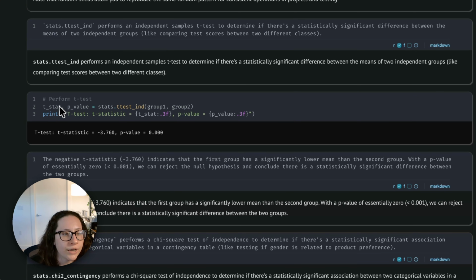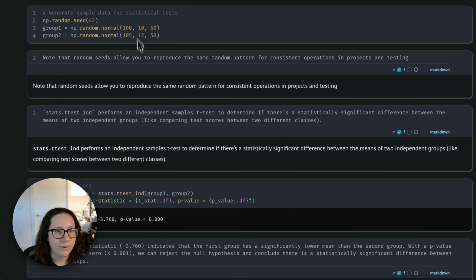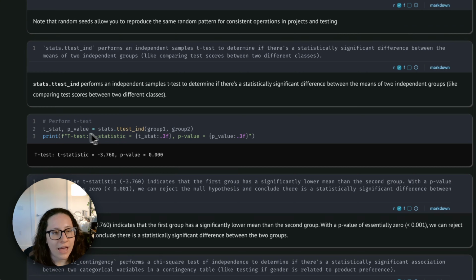So what we're doing here is we're going to perform the t-test using the stats library, and we are filling in our group 1 and group 2, that's the random data that we just generated above, from a normal distribution with NumPy functions, and then the output of that is the t-statistic and the p-value. So let's quickly go over what these statistics mean.